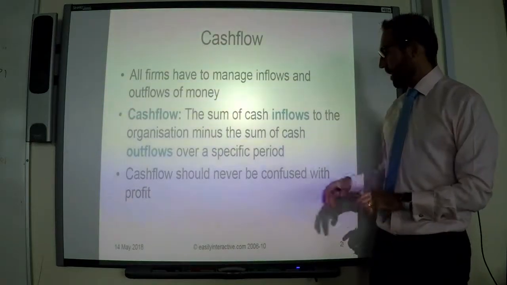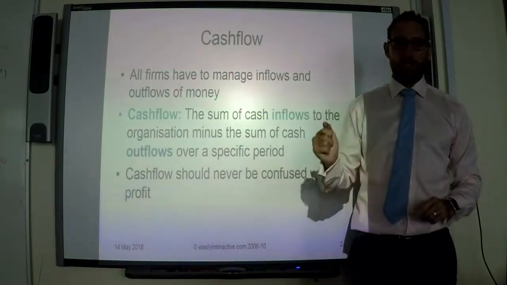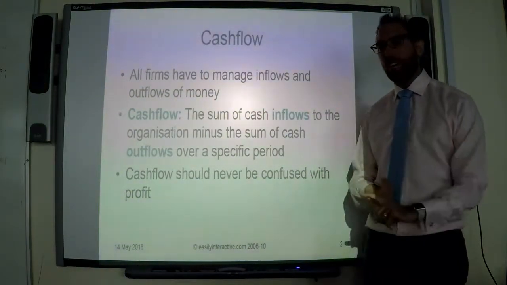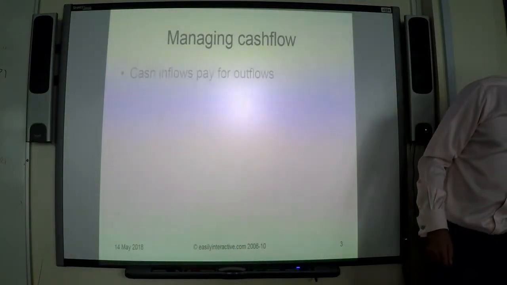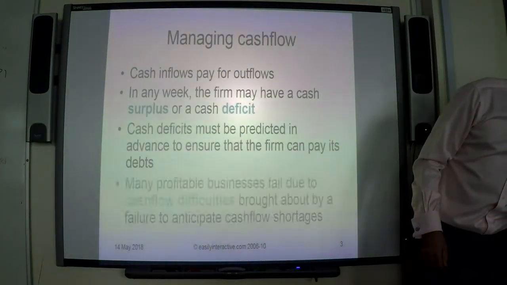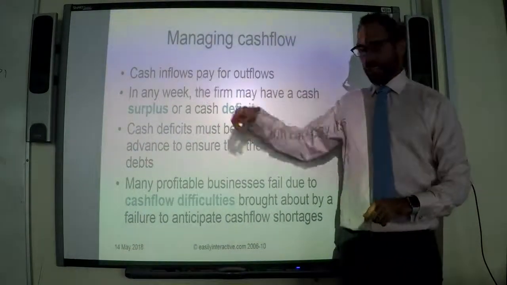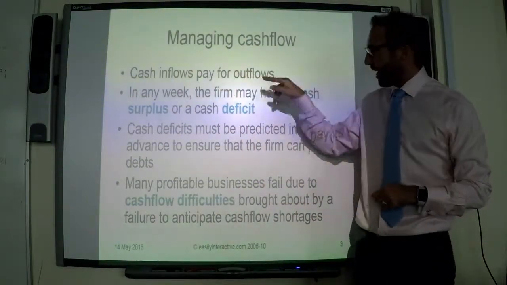Okay? Outflows is money flowing out of the business, and that will be what you're spending on things such as rent, stock, wages, electricity, salaries. This is money leaving the business. Okay? So the idea is we have obviously more money coming in than flowing out, because the inflow pays for the outflow.